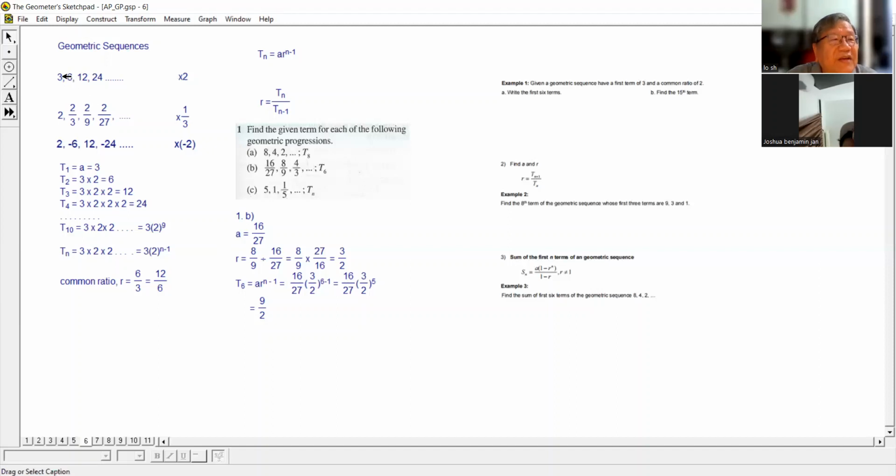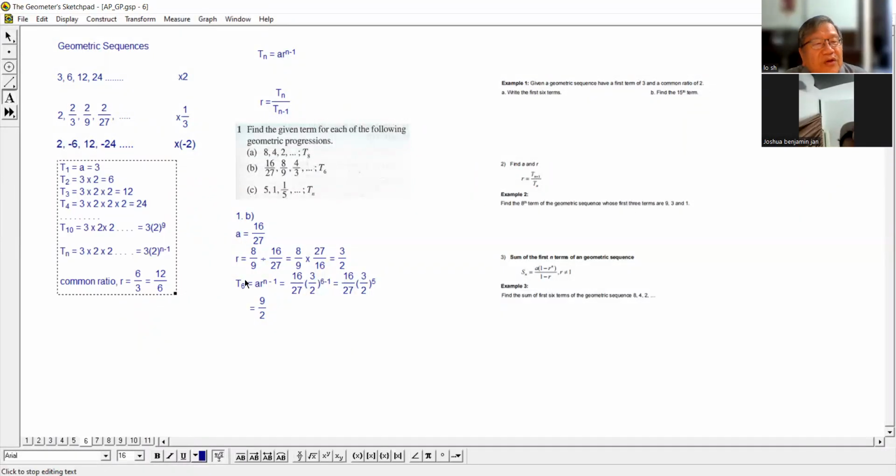So 6 divided by 3, or you can use 12 divided by 6. So that number is actually 2. So for this question, the common ratio is actually 2.